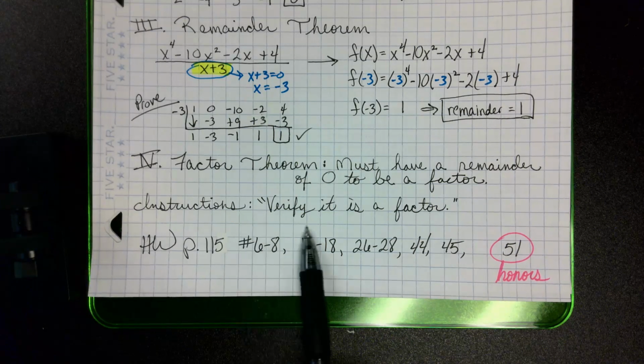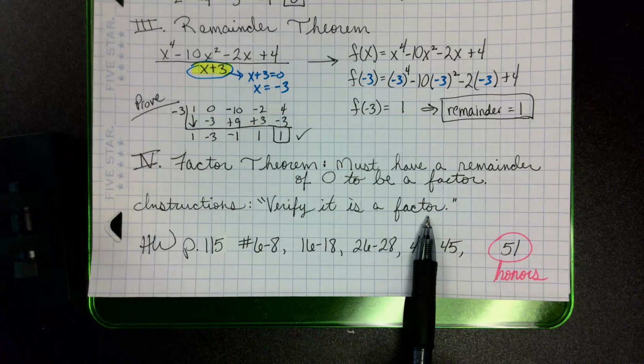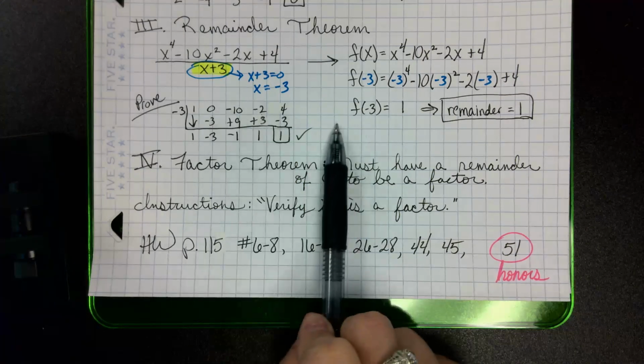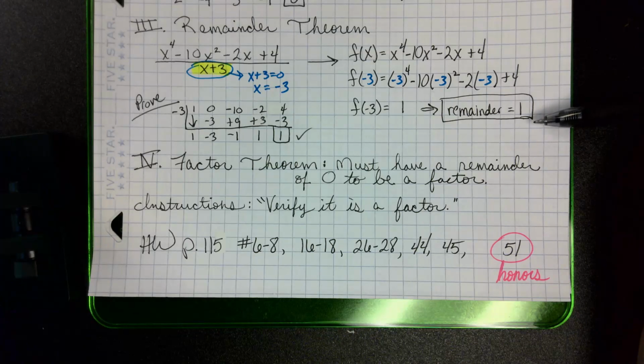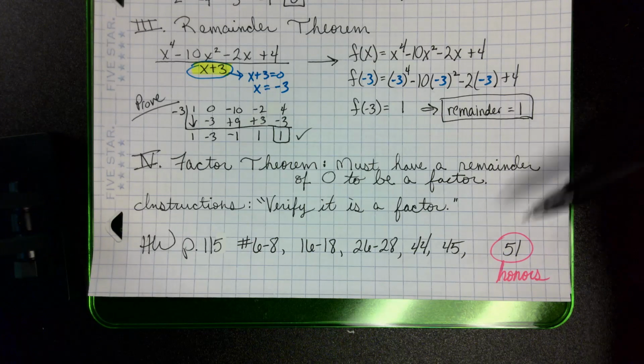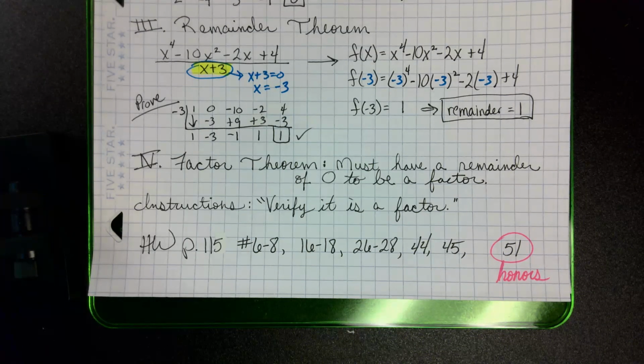So if the instructions say verify it as a factor, take the 0, plug it into the function, and if it equals 0, then you verified that it is a 0. That's why I don't have an example. There's not really much to show on that one.